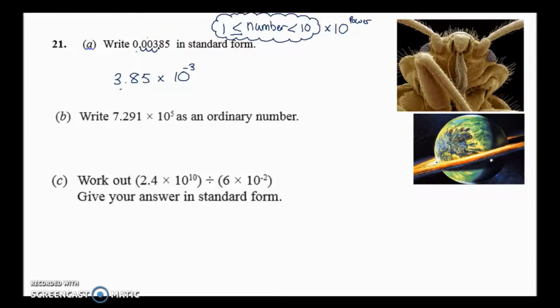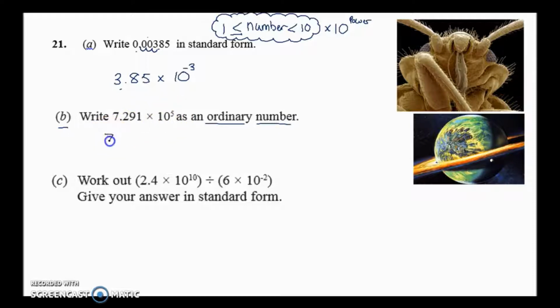All right, so part B. This is a number already in standard form. You can see it's a number that is greater than 1 but also less than 10, times 10 to a power. It's in standard form. Write it as an ordinary number. So basically, let's work out what this would be if we undid all the timesing by 10 here.